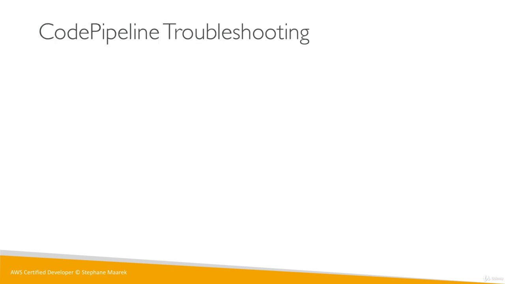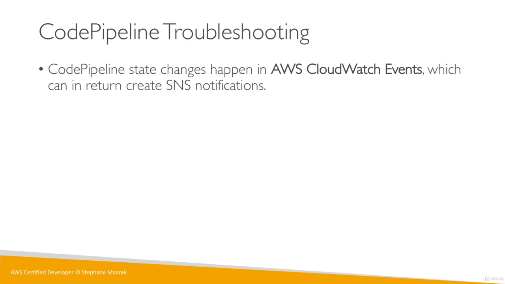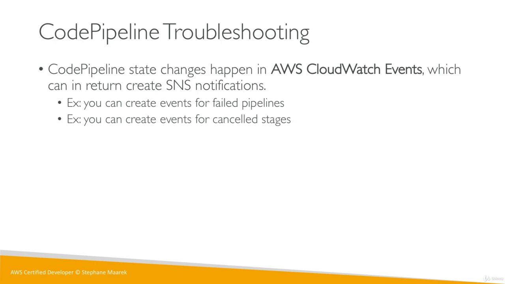So the exam will ask you around Code Pipeline troubleshooting, a lot of it. And so the first thing is that whenever there's a state change in the pipeline, it will generate an AWS CloudWatch event. So you need to be very careful. This will generate a CloudWatch event, and this event can trigger an SNS notification. So an example is when you want to create an event in case your pipeline has just failed and you want to receive a notification for it, you would use these rules. Or you can also create an event, for example, when someone cancels a stage. You're really free around what events you want to have, but just so you know, these are created as CloudWatch event rules, and then they generate SNS notifications.